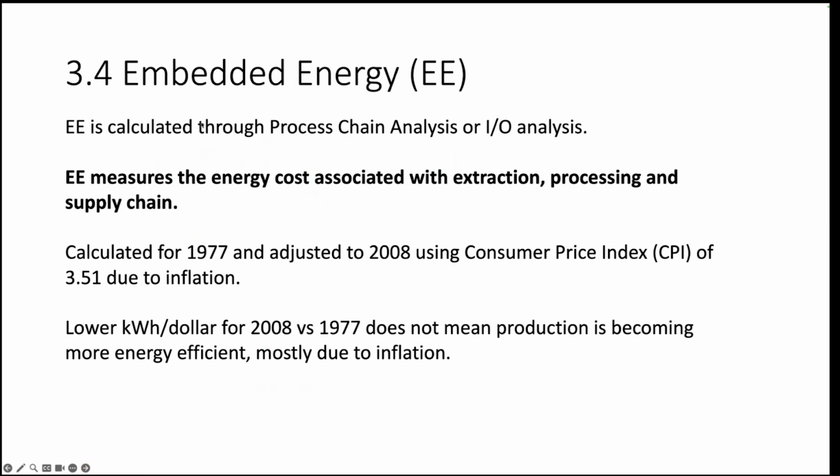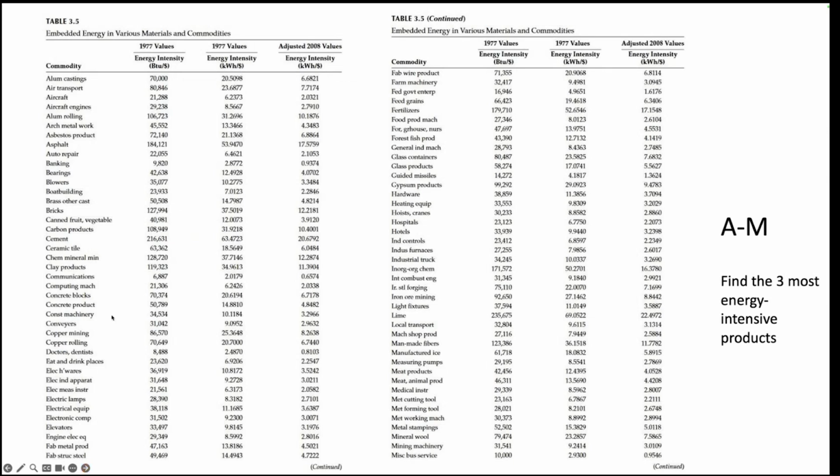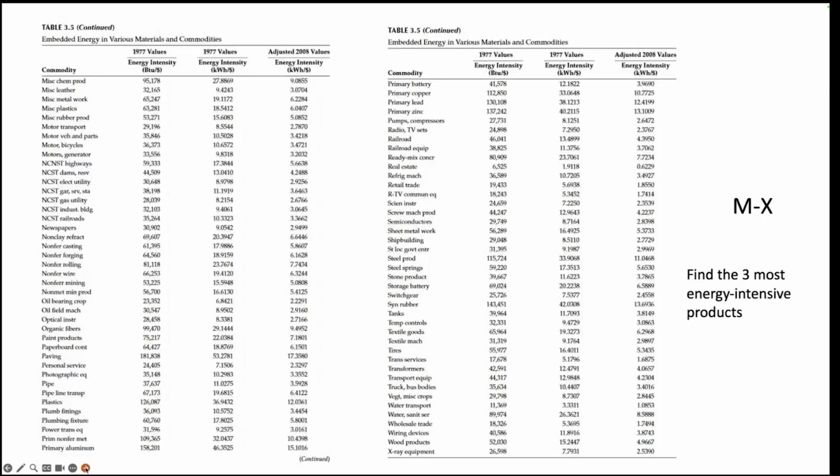All right, then the book talks about embedded energy, which is calculated through process chain analysis or input-output analysis. It measures the energy cost of extracting, processing, and transporting energy in the supply chain. And this is calculated for 1977, adjusted to 2008 using a consumer price index of 3.51 due to inflation. And this is in your book. If you have trouble sleeping at night, you can look at all these, but they're covering everything, right? It's hard to imagine that it's only up to the M's, and this is all the way to the X-ray equipment.